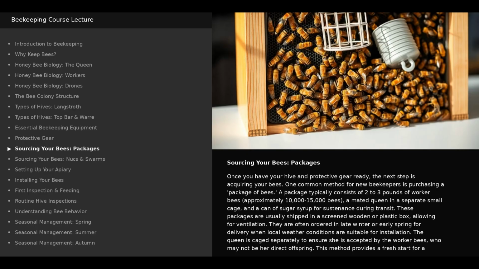These packages are usually shipped in a screened wooden or plastic box, allowing for ventilation. They are often ordered in late winter or early spring for delivery when local weather conditions are suitable for installation. The queen is caged separately to ensure she is accepted by the worker bees, who may not be her direct offspring. This method provides a fresh start for a new colony, allowing them to build comb and establish themselves in their new home. It's a popular choice for beginners due to its relative simplicity and availability.